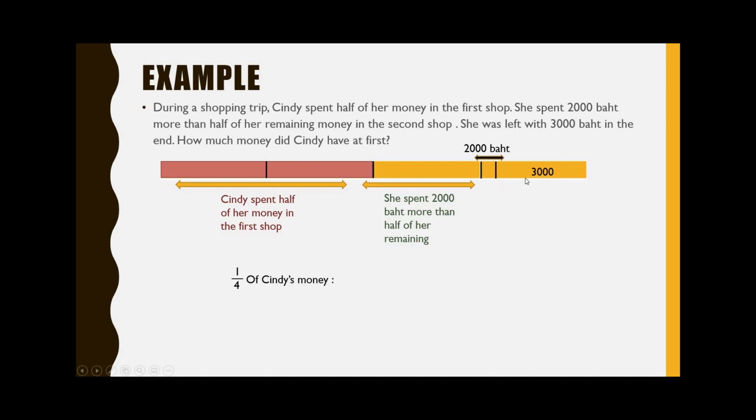Now we have 1/4 of Sydney's money, or 1 part of the 4 parts of her money. So if we multiply 5,000 by 4, how much money did she have? So 5,000 multiplied by 4 is equal to 20,000.